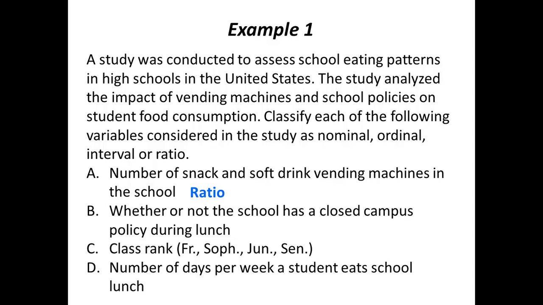B, whether or not the school has a closed campus policy during lunch, yes or no. So this is qualitative. Yes or no is just a response. Order is not important. So between the nominal and the ordinal scale of measurement, this is nominal. Class rank, freshman, sophomore, and so on. This is qualitative, however order is important, so we follow the ordinal scale of measurement.